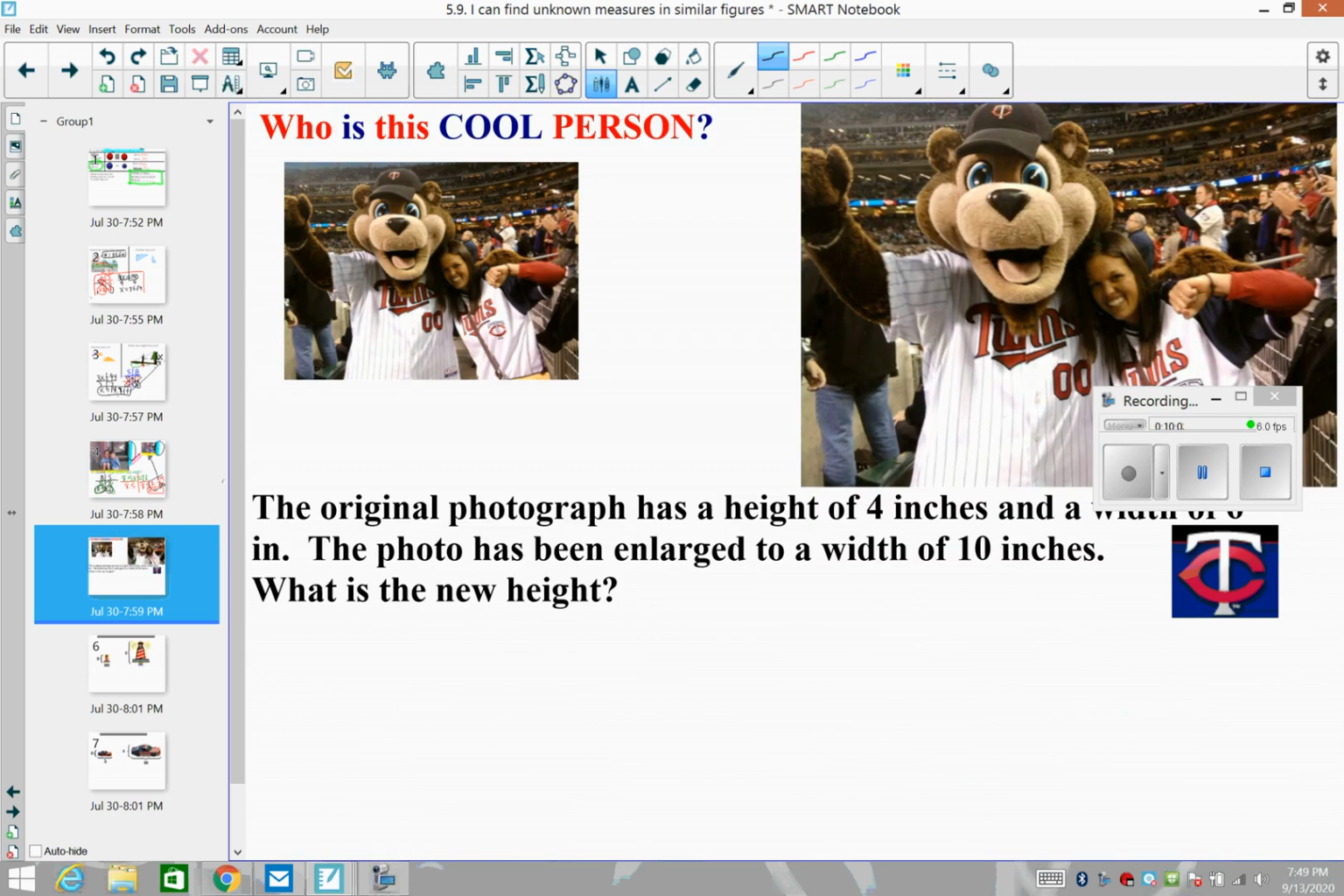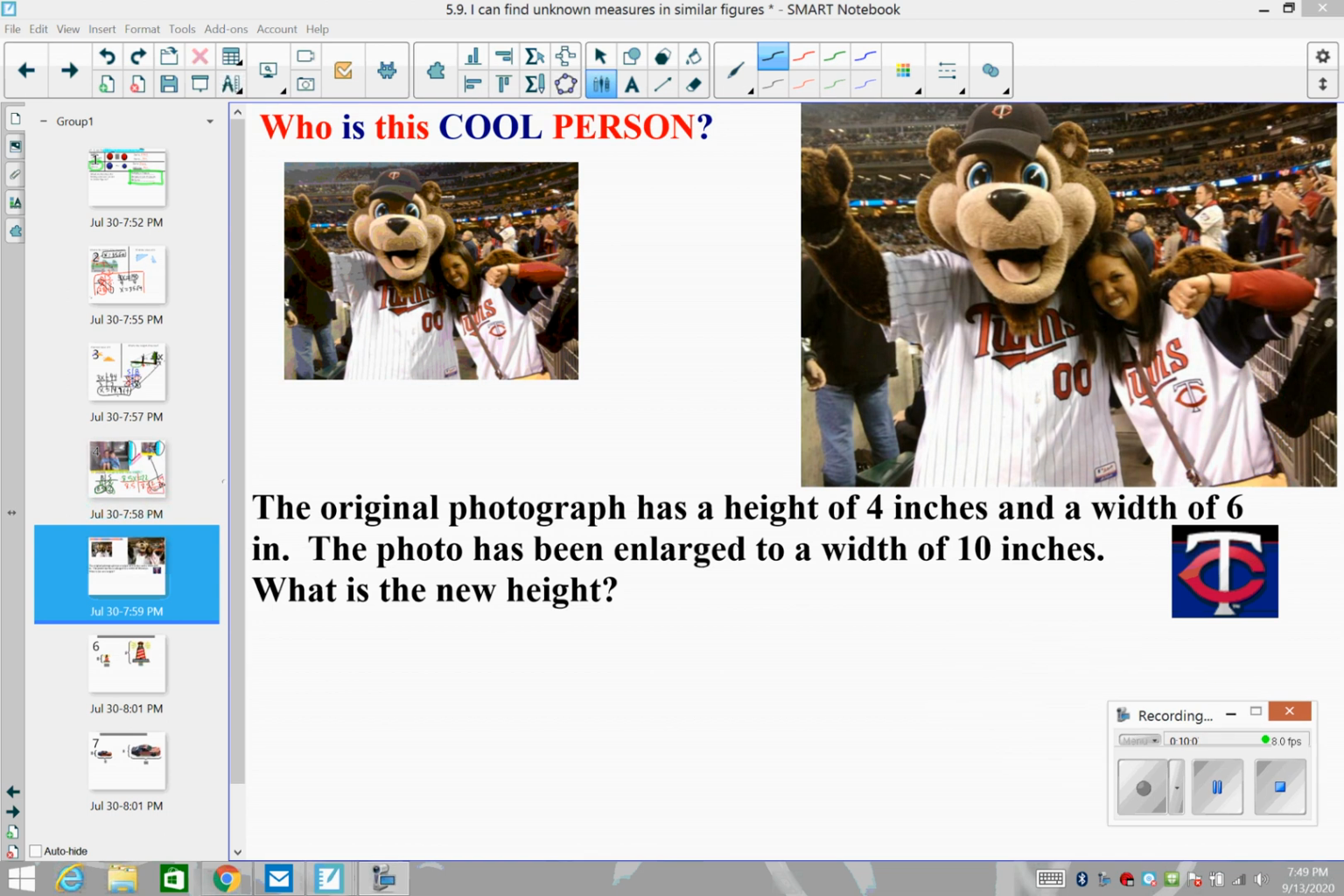Who is this cool person? So if we take a look at this awesome picture, it says that the original photograph had a height of 4 inches and a width of 6 inches. So this was 4 inches and 6 inches.